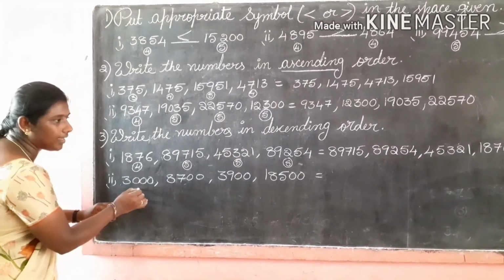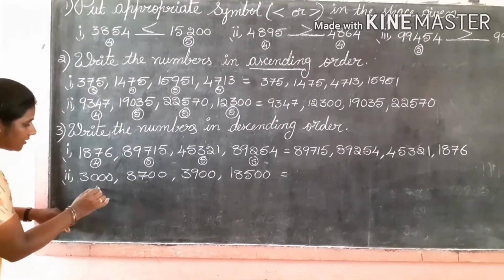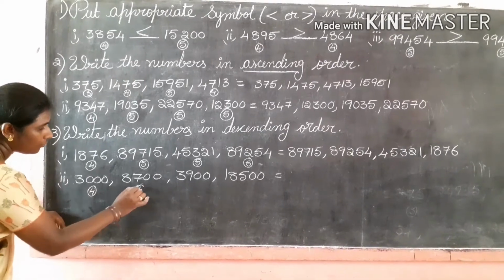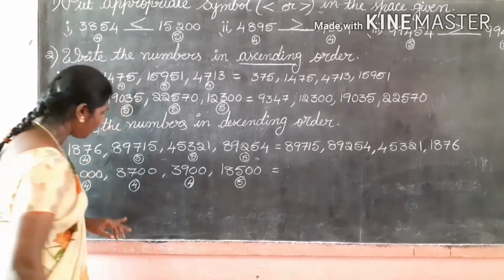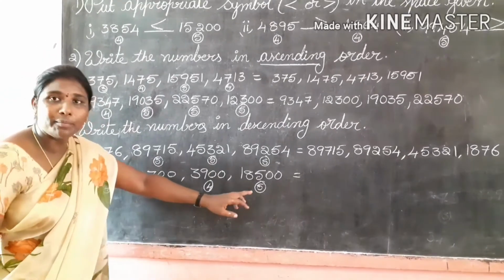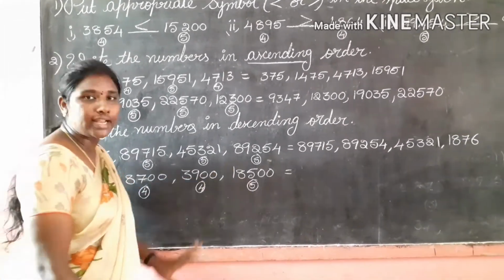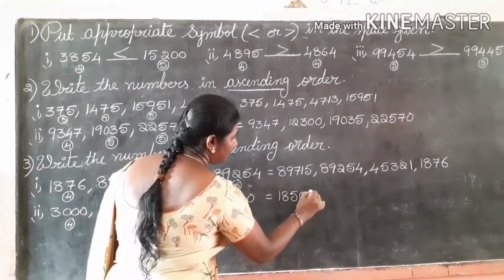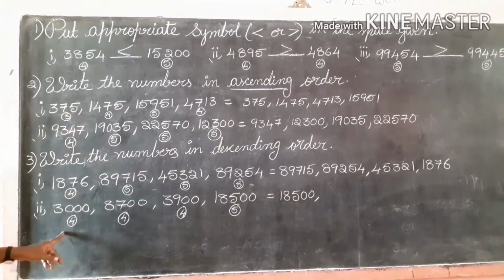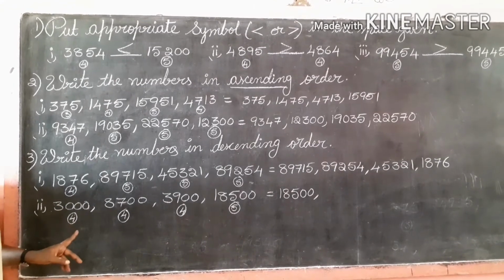Next, same here also. First we have to write how many digits each number contains. Here it is 4, 4, 4, 5. Now only one number has 5 digits, so that is the greatest number, 18,500.